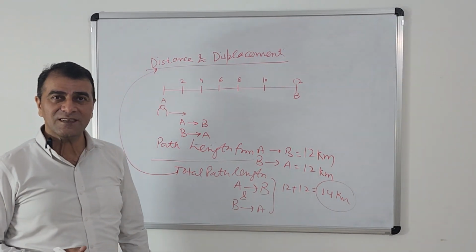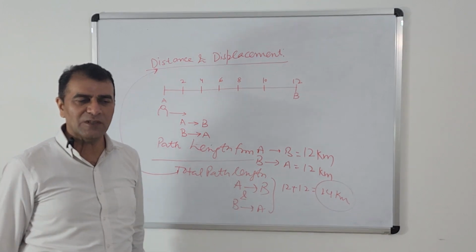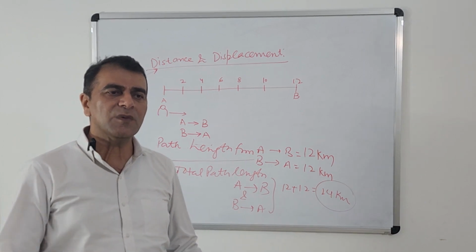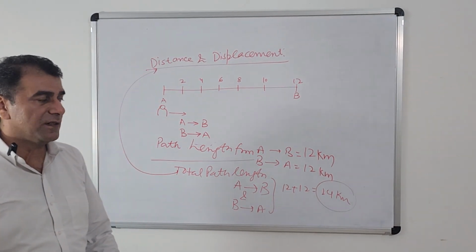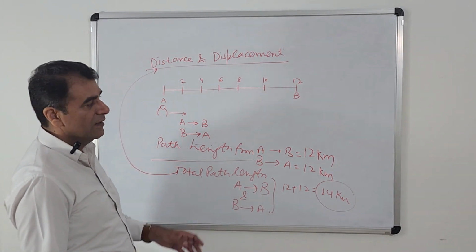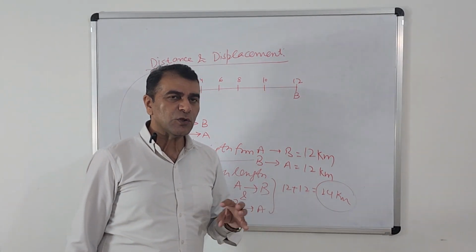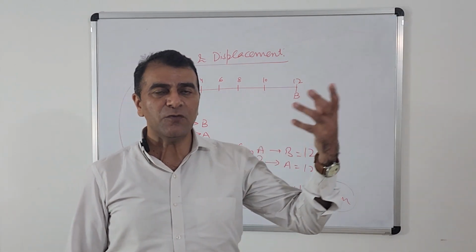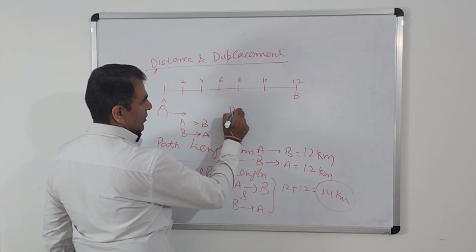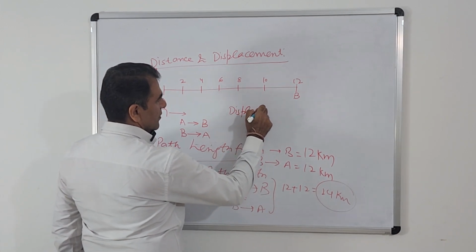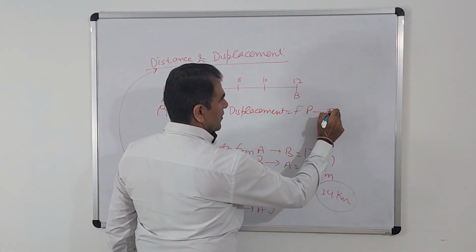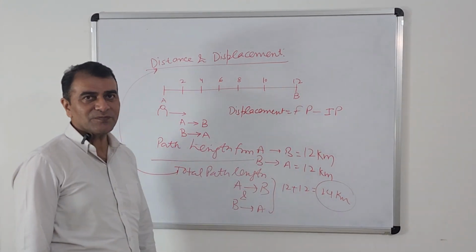is different from distance. Generally people say distance and displacement are same, but no. In physics, distance has a different meaning than displacement. So now we come to displacement. You know what is displacement? Displacement is the shortest distance between the final position and the initial position. So displacement equal to final position minus initial position.